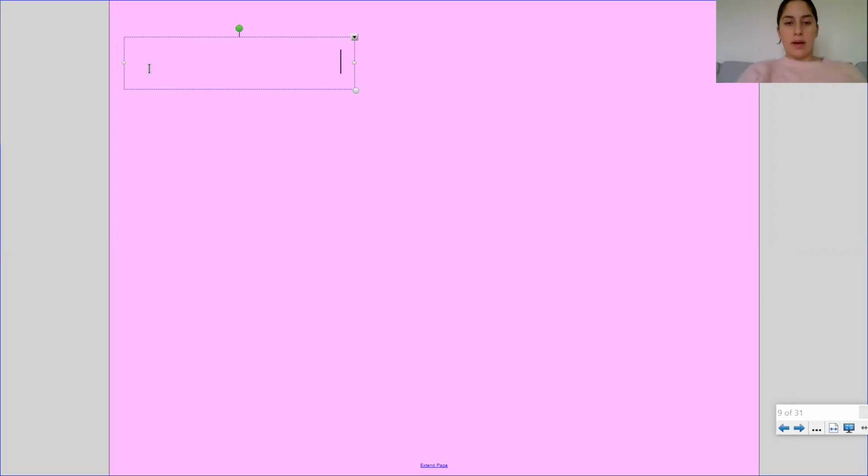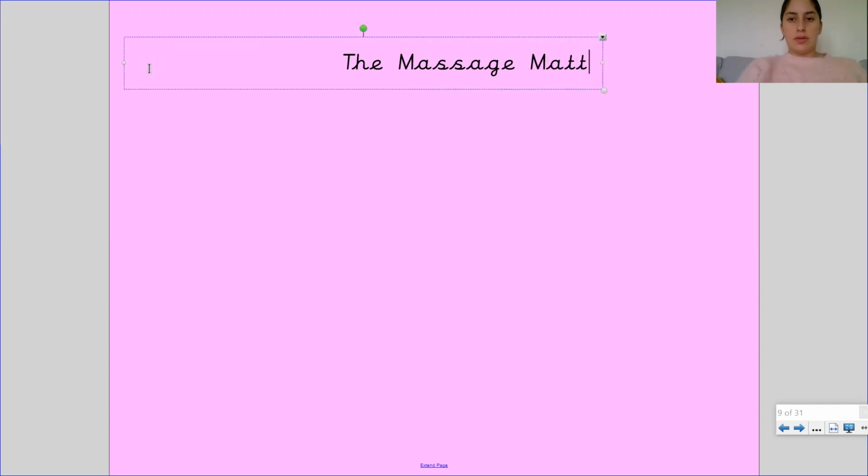So I'm going to start writing my heading and then I will underline it. The, and remember, what does each word of the heading start with? A capital letter. The massage mattress. Okay.